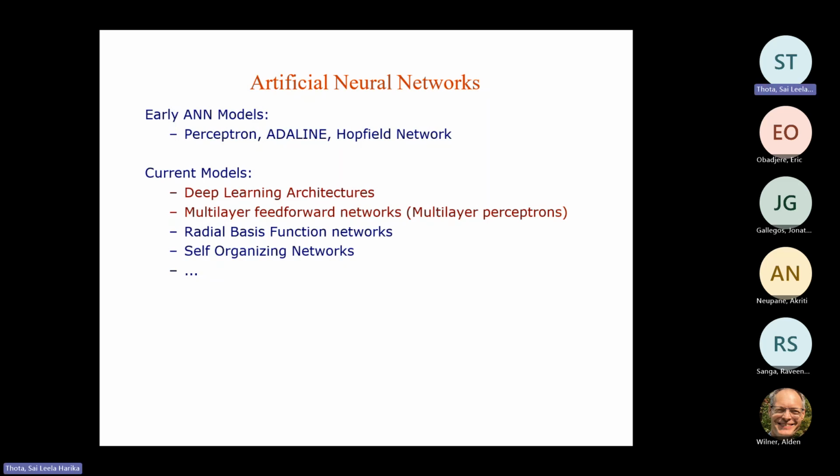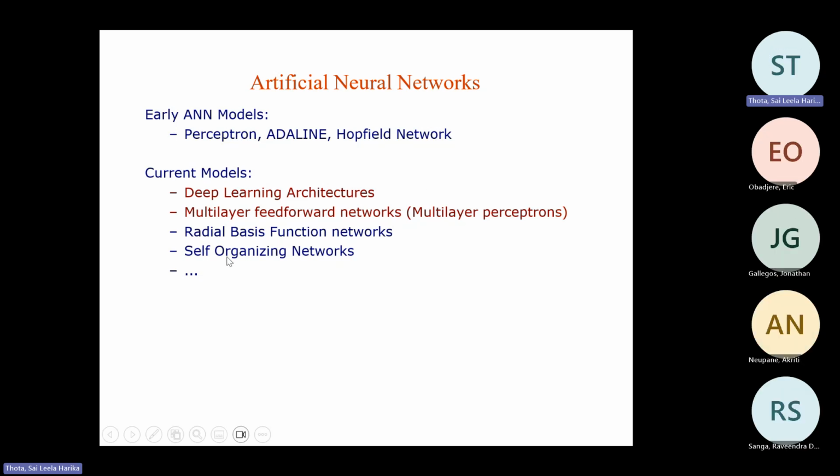And the Hopfield network is when you have feedback loops in your model. So RNN comes under the Hopfield network, and whatever non-linear models we built come under Adaline. A single neural network without any hidden layers comes under perceptron. And current models: deep learning architectures, multi-layer feed-forward networks like multi-layer perceptron, radial basis function networks, and self-organizing networks. These are some of the current models related to artificial neural networks.